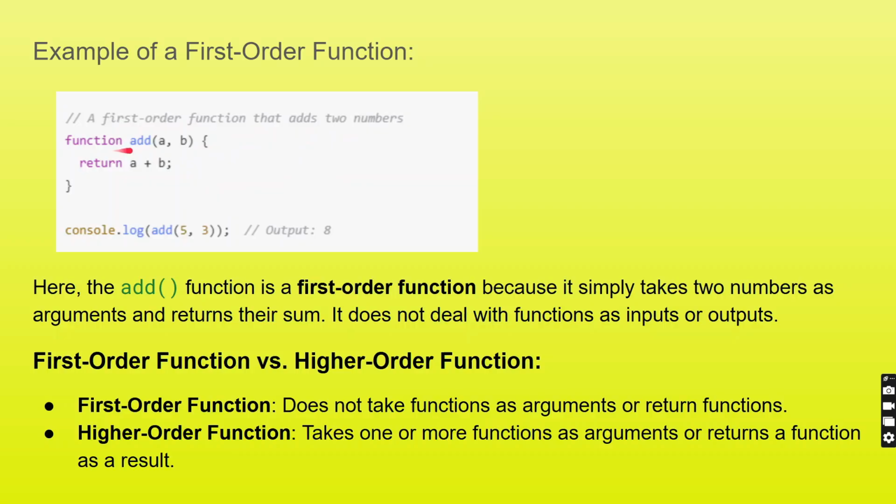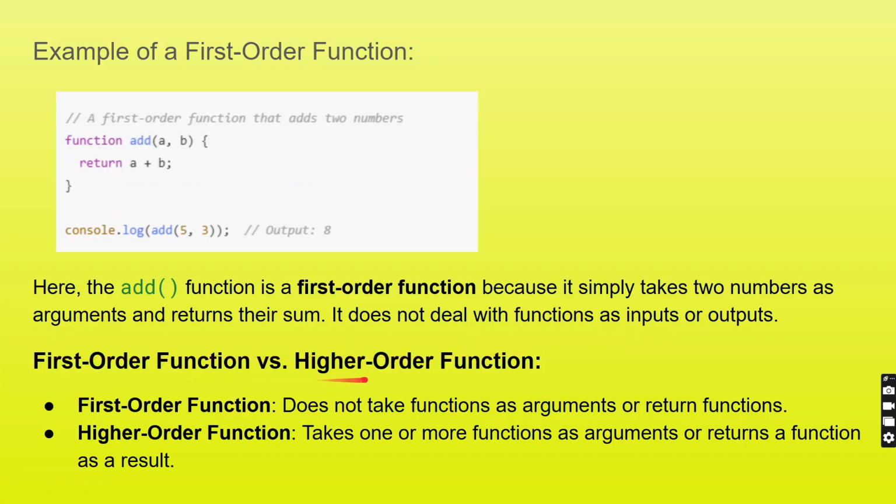See, we have a function, the function name is add, we have two arguments a, b, that returns a plus b. So when we call add(5, 3), the output is 8. Here the add function is a first order function because it simply takes two numbers as arguments and returns their sum. It does not deal with functions as input or outputs.